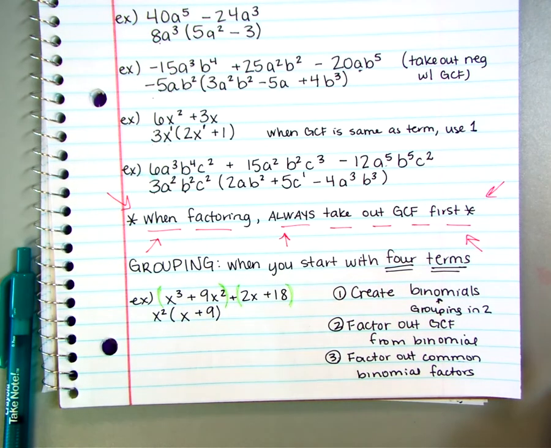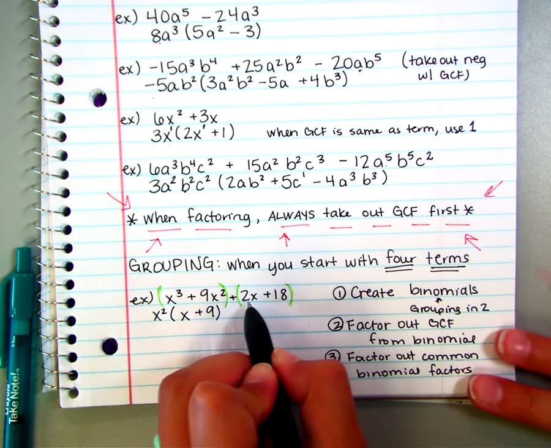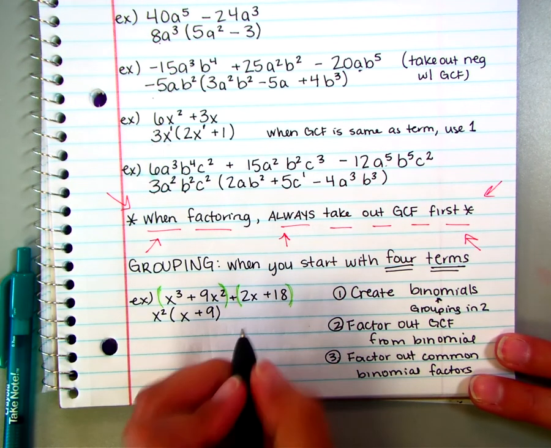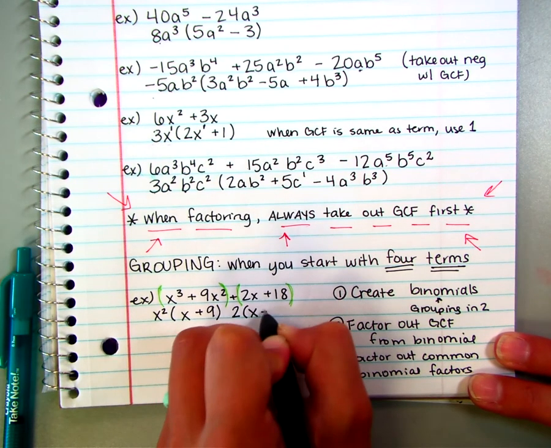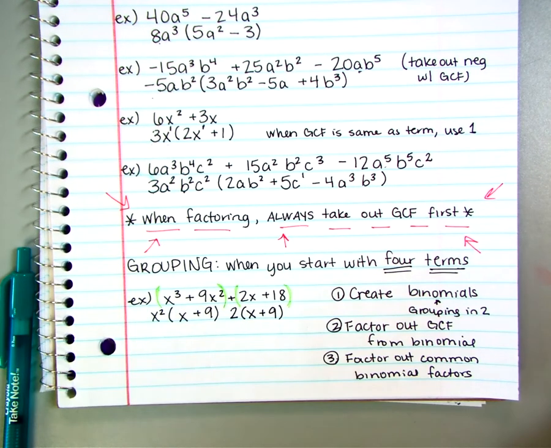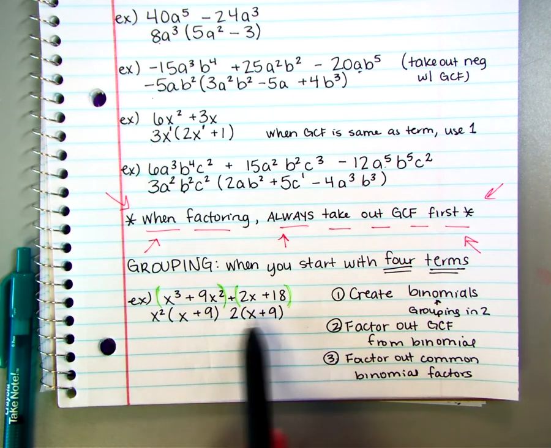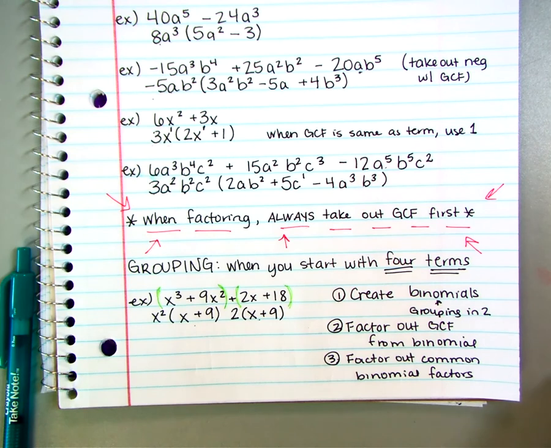And then we're going to do that same thing for the second binomial. So 2x and 18, they have a 2 in common, so I'm going to take it out. And then they have an x plus 9. At this step, you can already know if you did it correctly or not. You got an x plus 9 in both sets of parentheses. That's how factoring by grouping works. You know you did it correctly when you get the same thing. Since they both have x plus 9, you did it right.